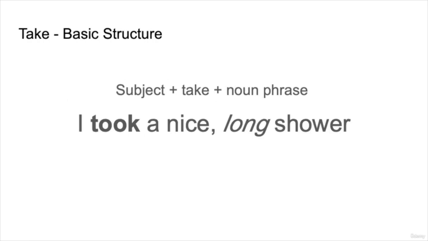So let's take a closer look at take. Now, the structure is always the same. We use subject, take, and then a noun phrase. I took a nice long shower. Now here's an example of using an adjective as well as the dilexical verb to further describe the noun, in this case, the shower. I took a nice long shower.